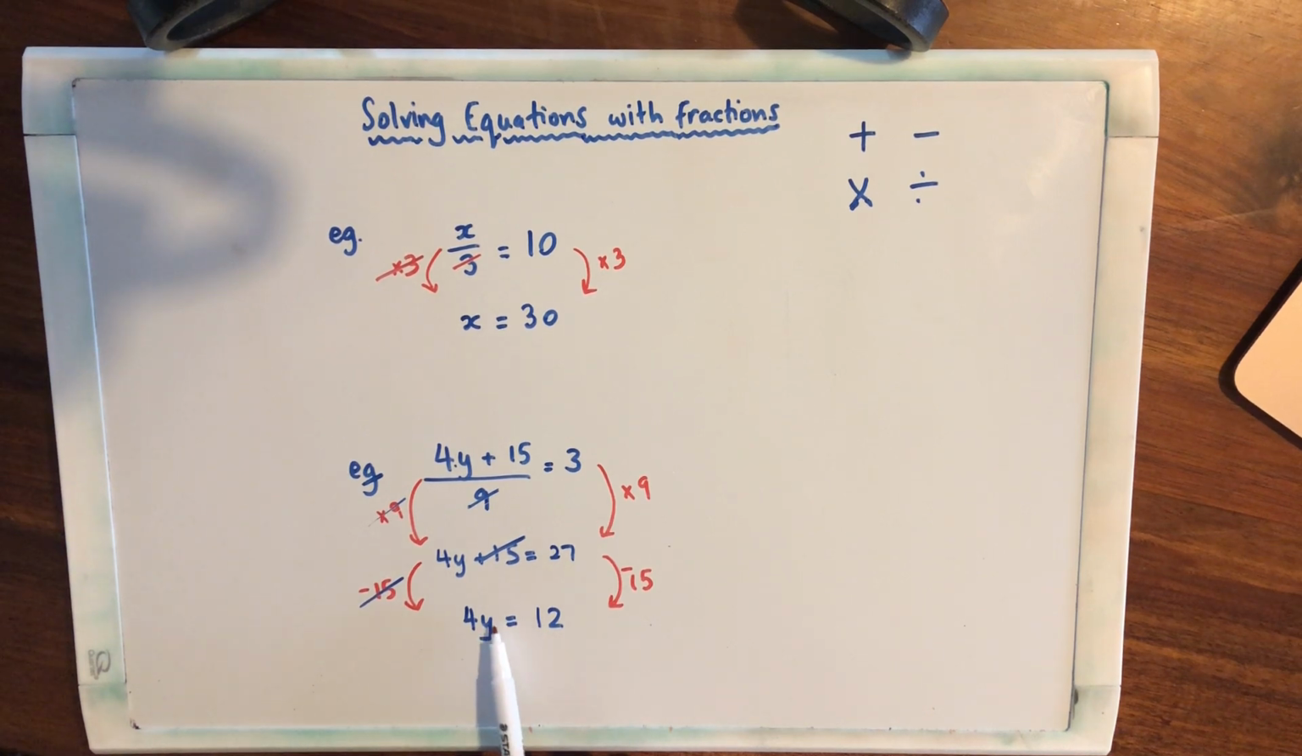We've got 4 of those y's equaling a number. If I wanted to get the value of just one of those y's, I'm going to divide by 4. Because the opposite of multiplication is division, I'm going to divide by 4. I'm going to do that on both sides. These two 4's cancel out, and then your answer will be y equals 12 divided by 4, which we know is 3.